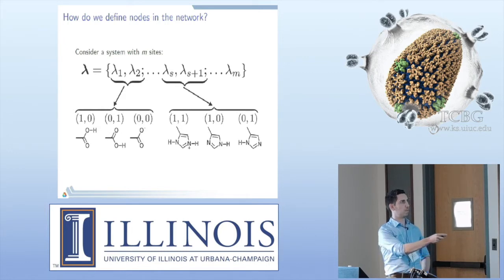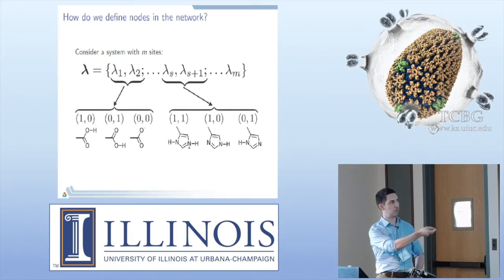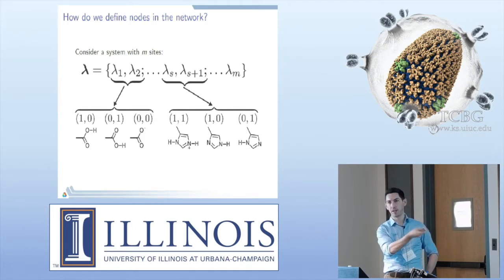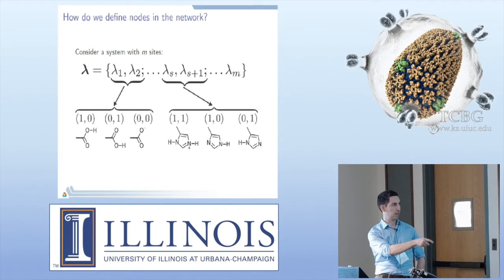So for example, if the first two lambdas refer to the two sites on the carboxylate, then this sub-vector of lambda would be 0, 0 if the carboxylate is deprotonated. I could have the proton on oxygen 1 or oxygen 2. And similarly, I could have another residue, maybe composed of sites S and S plus 1, so they're together. 1-1 would be if we had a protonated histidine, for example, or either of the two tautomers of neutral histidine. So this is the way that we're going to formalize what state we're in, and I'll return to that again later on.